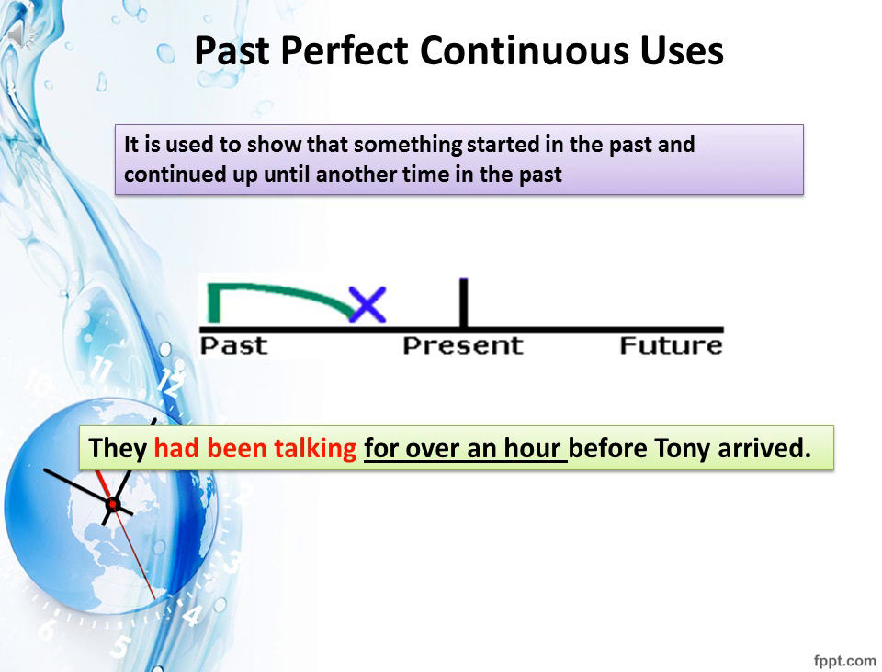Example: They had been talking for over an hour before Tony arrived. And we often use the word for with it, for a period of time, meaning a specific length of time.